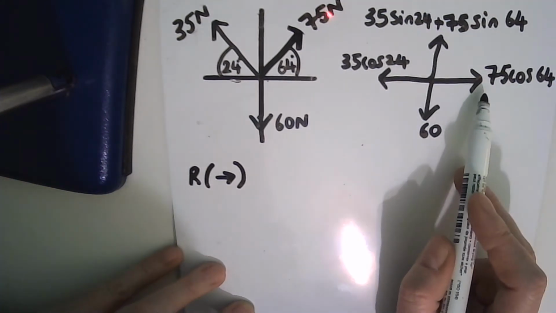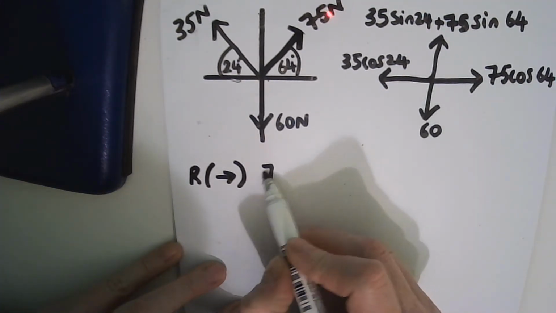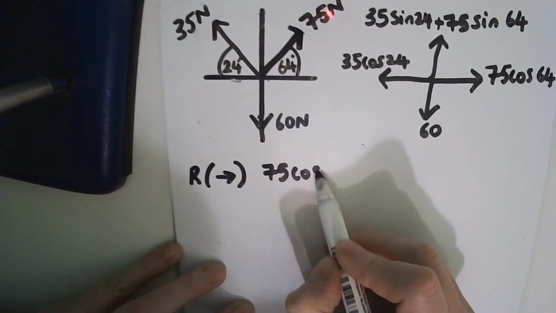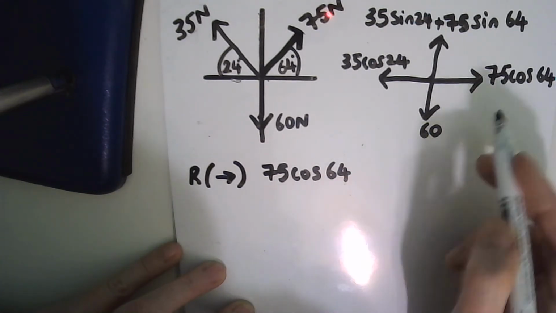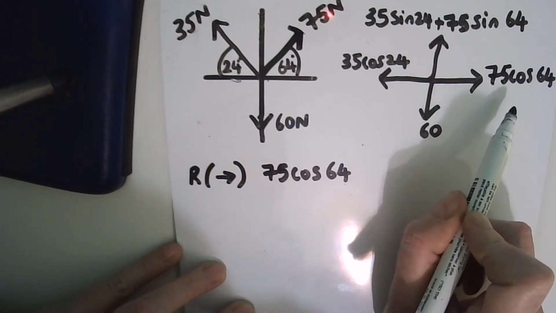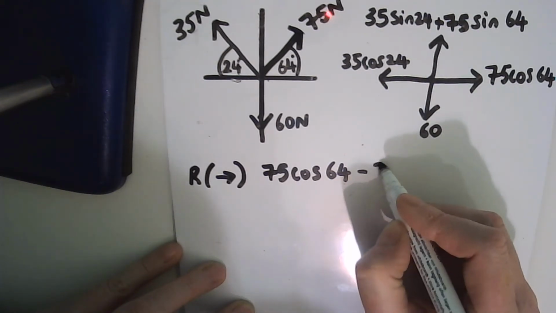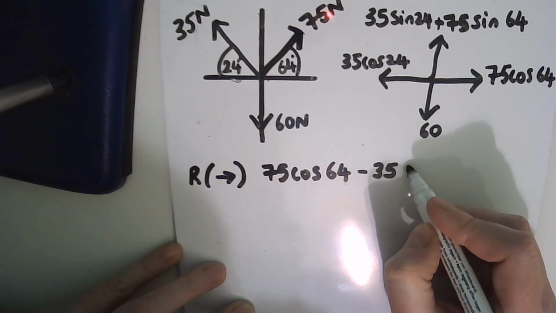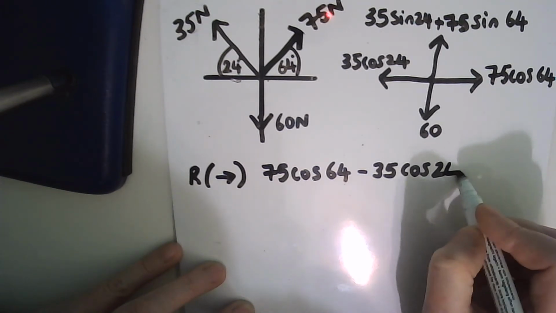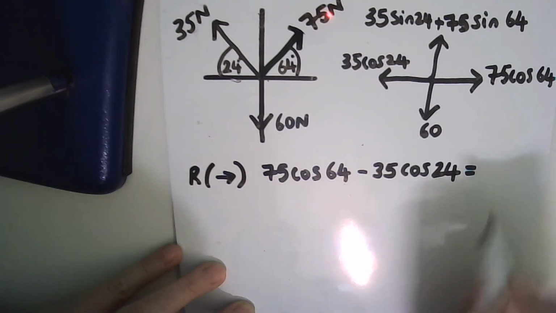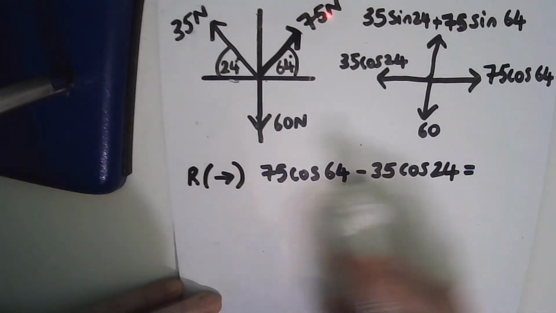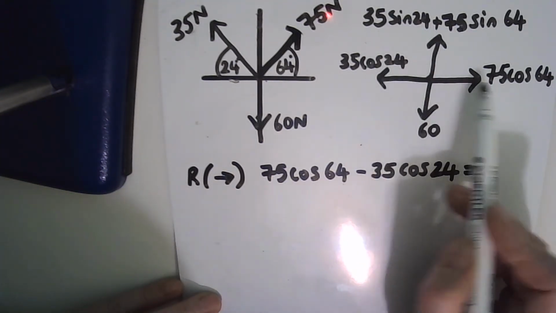Okay, so what I'm going to have is 75 cosine of 64 to the right. Any other forces going to the right? No, but there's one going to the left. So I'm going to have to subtract that. So take away minus 35 cos 24. Okay, I'll work that out in a wee minute. And then that's the only ones that are going horizontally.